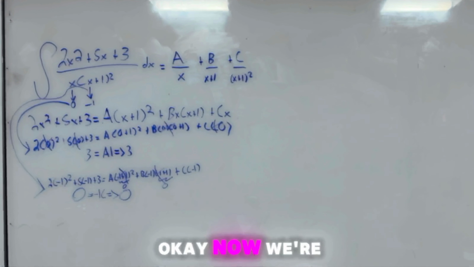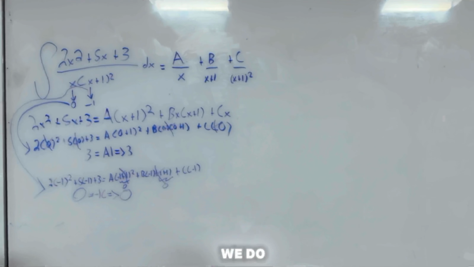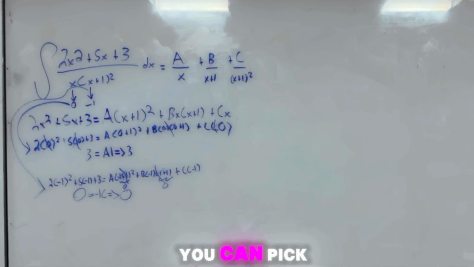Okay, now we're almost done, but we're forgetting we have to solve for b, and we only have 2 numbers that make this 0. So what do we do? It's actually quite simple. You can pick any number you want, but I prefer to pick numbers close to 0, and I'll pick 1, and you just plug it in again.